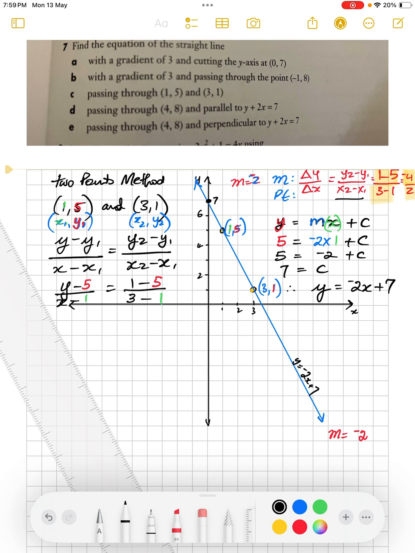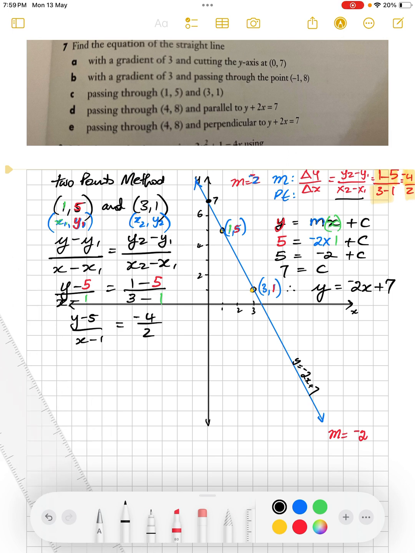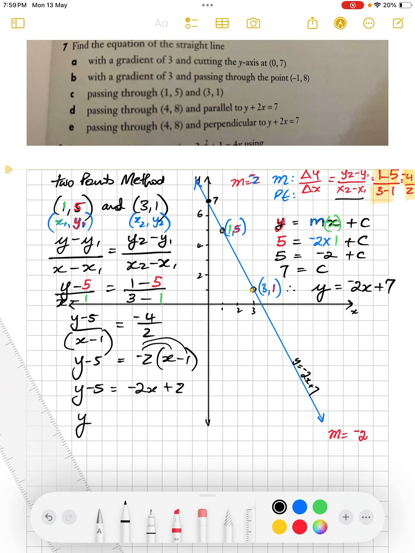And let's work that out. So we've got y minus 5 over x minus 1 equals negative 4 over 2. And this is equal to negative 2. I will take this up to the other side and leave y minus 5 on top. y minus 5 equals negative 2x plus 2. Take that minus 5 across, to be plus 5, and we've got the same result.